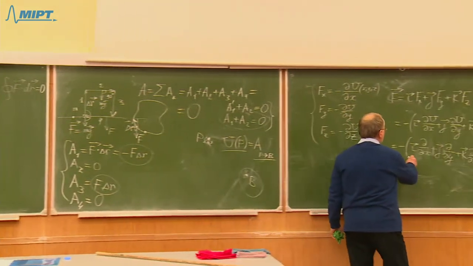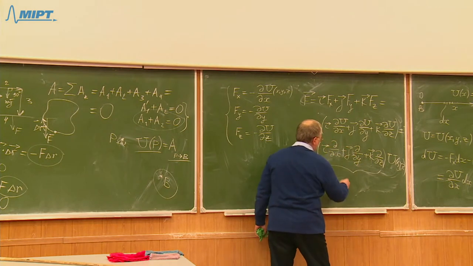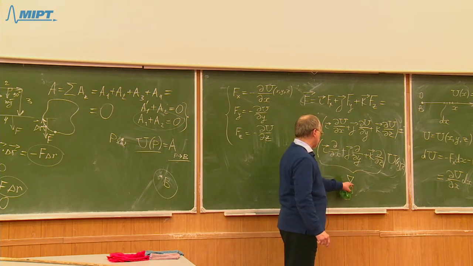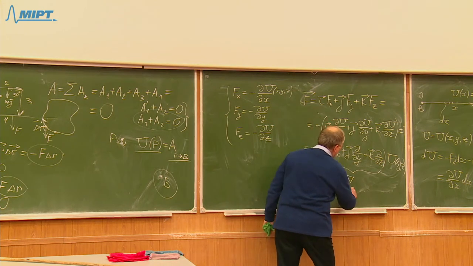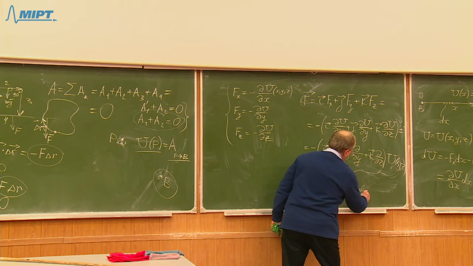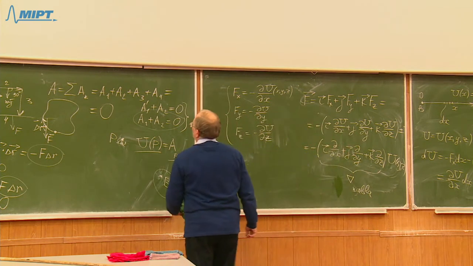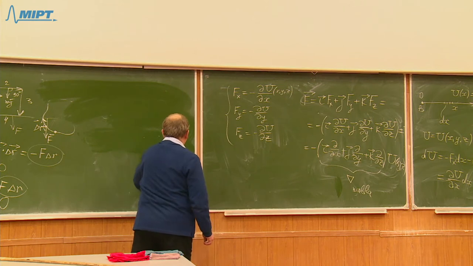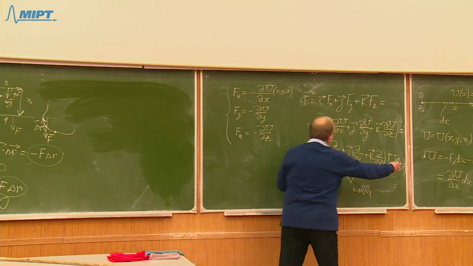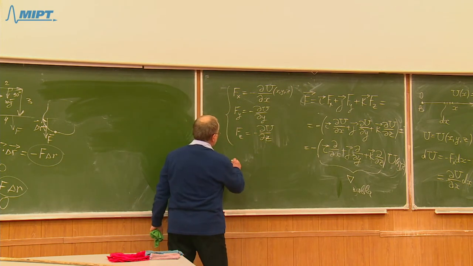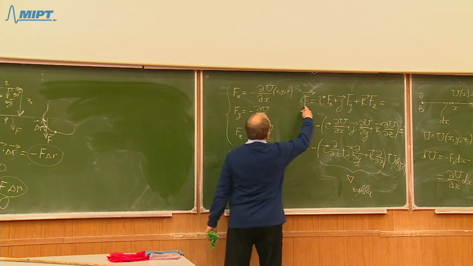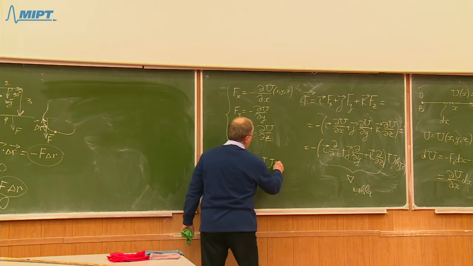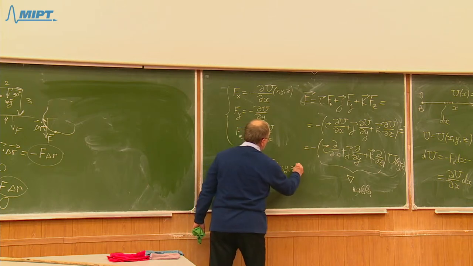This operator is usually denoted in physics and mathematics as a triangle turned upside down. And this operator is called Nabla. So finally, this awkward formula can be written in a more concise manner: the total force equals minus Nabla u. And u is the potential energy depending on three coordinates, x, y, z.